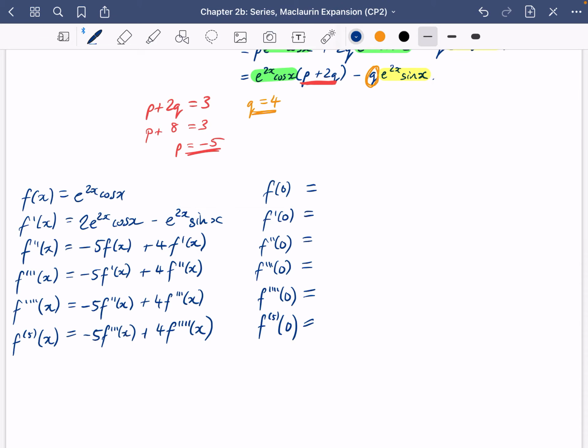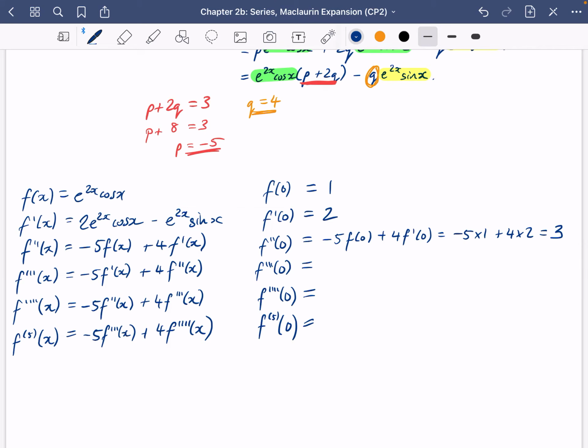So we're just going to figure out how we can get these answers and calculate them all. So f of 0, if you put 0 into this expression, you are just going to get 1. If I put 0 into this expression, I would get 0. So I'm just going to get this part, which is going to give me 2. Now this is where it gets interesting, because f double dash of 0 is going to be minus 5 f of 0 plus 4 f dash of 0. So that's minus 5 times 1 plus 4 times 2, which is minus 5 plus 8, which is 3.